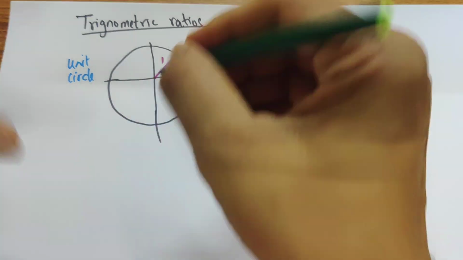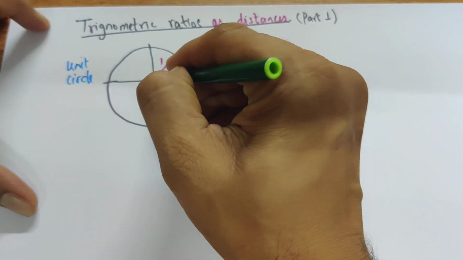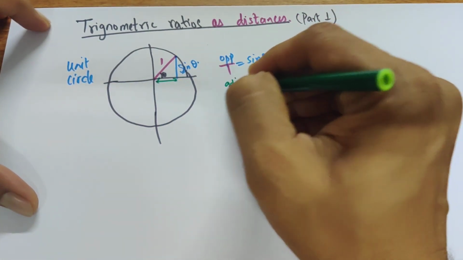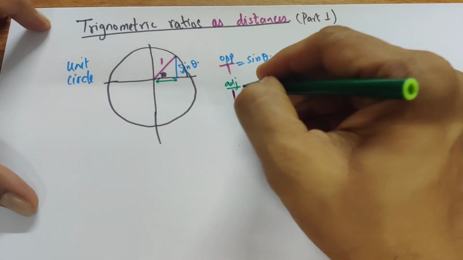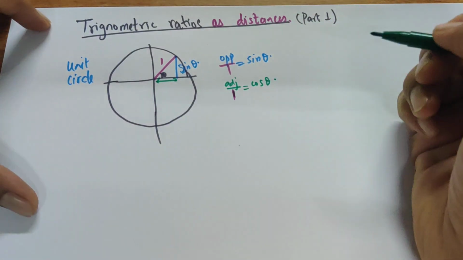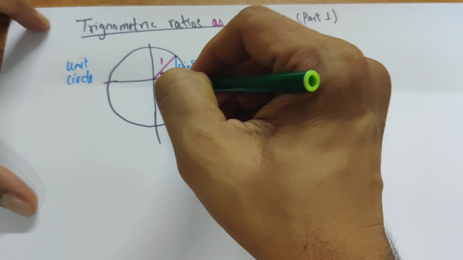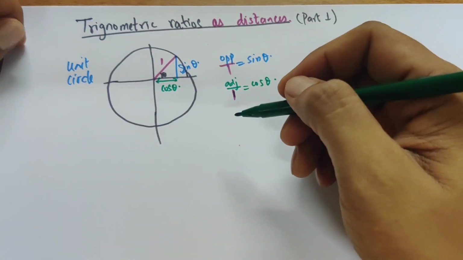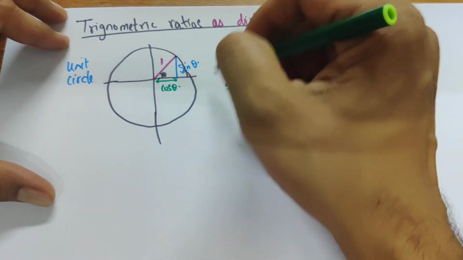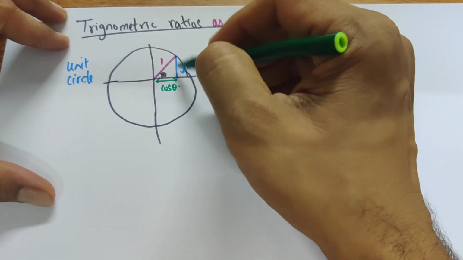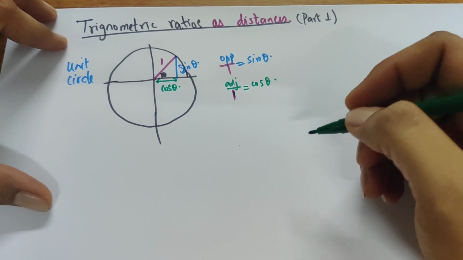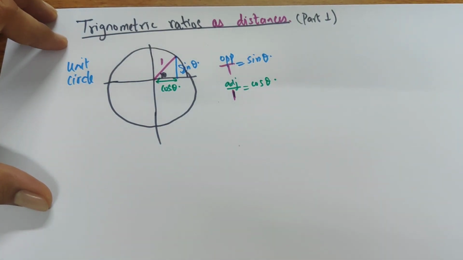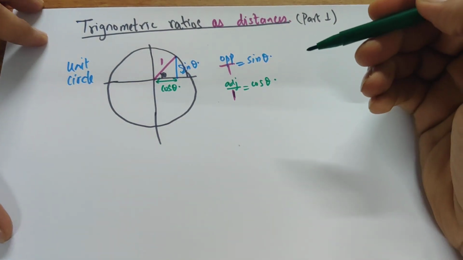Okay. Similarly, since the adjacent side, which is here, divided by hypotenuse was equal to cos theta, this length is cos theta. So if you have a unit circle and you have an object that's going around the unit circle, then the height of that object is sine theta and the width of that object is cos theta.